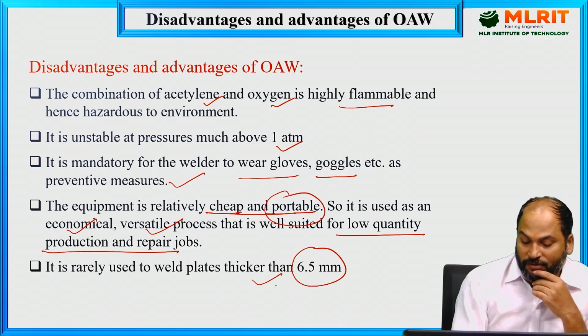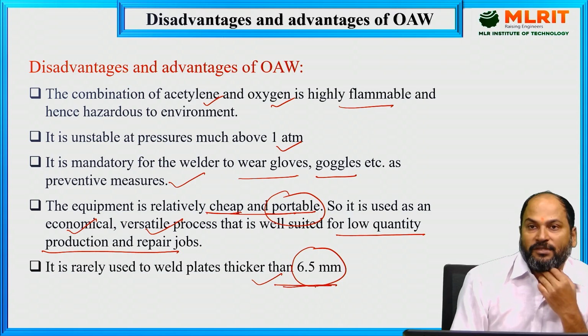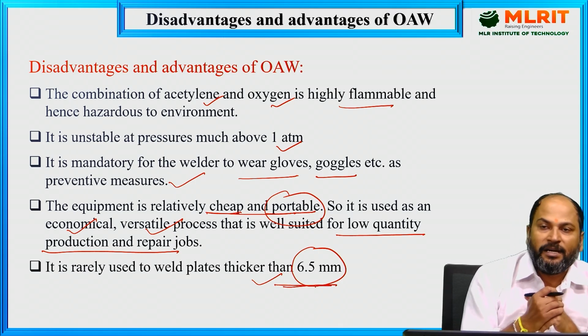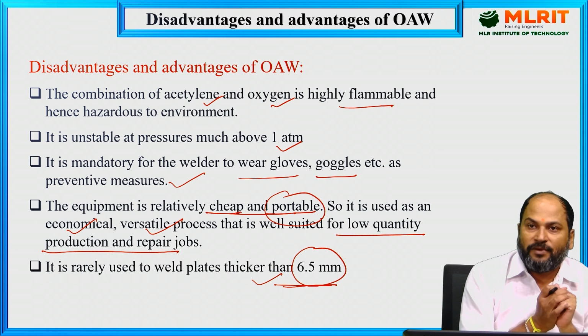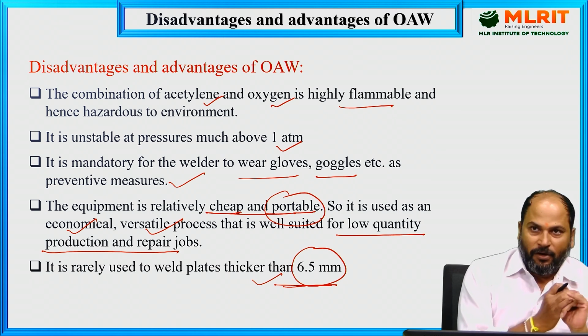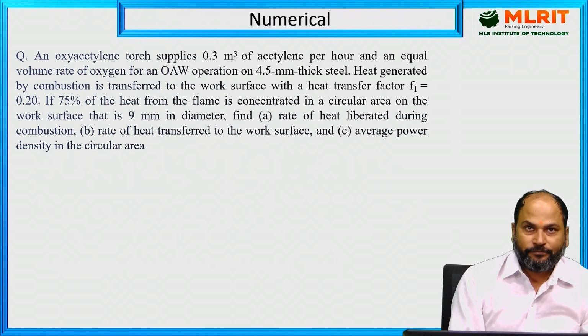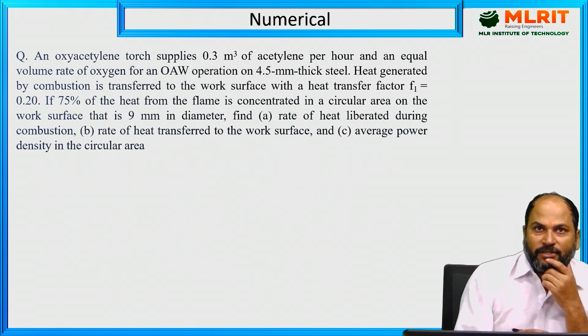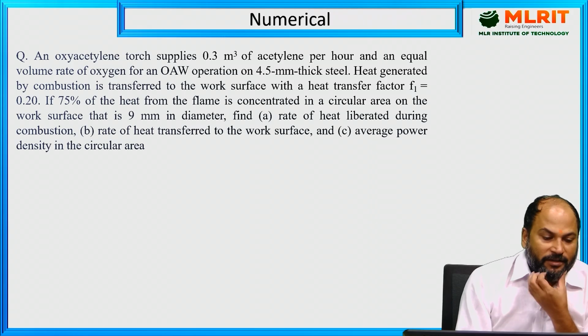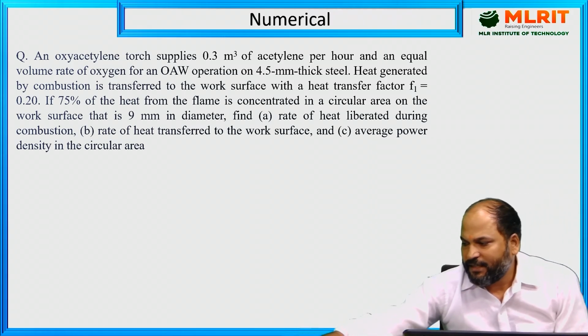Here also, this is the limitation of this process: the thickness of the material that you are going to weld shouldn't be more than 6.5 mm. So generally, welding is performed on a thickness of less than 6.5 mm. Based on this, we are going to take this numerical and try to solve it. It's a simple and easy numerical.